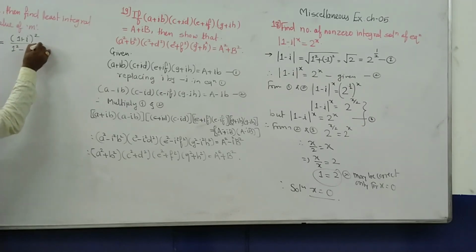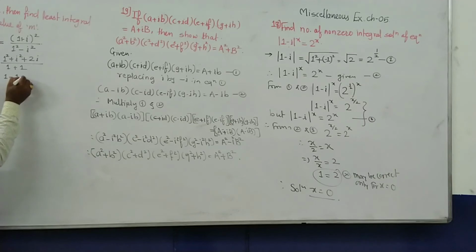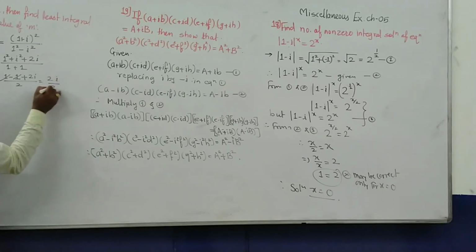You know that we are solving so many sums, last time also. 1 square plus i square plus 2 into i, upon 1 square minus of minus 1. Okay, so it will become 1 plus 1. So finally we will get 1 minus 1 plus 2i upon 2. So this cancels, and then what is remaining? 2i upon 2. It means it is only i. Right? Now what is given?